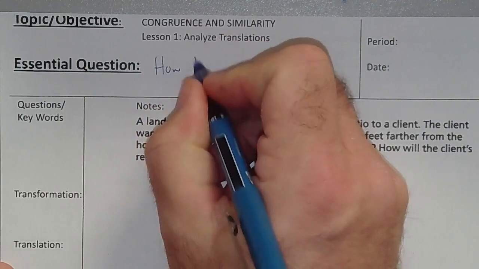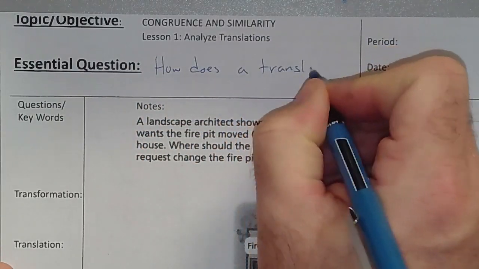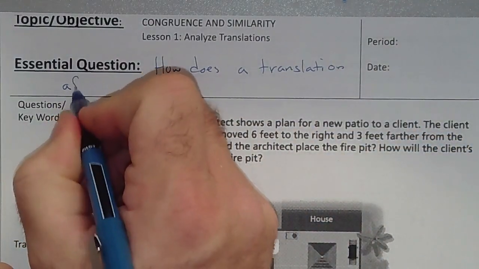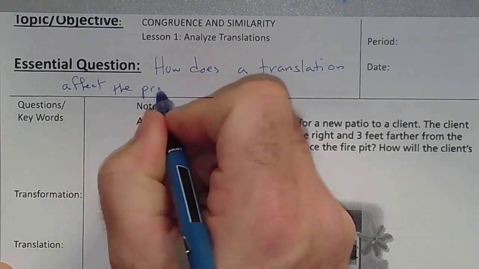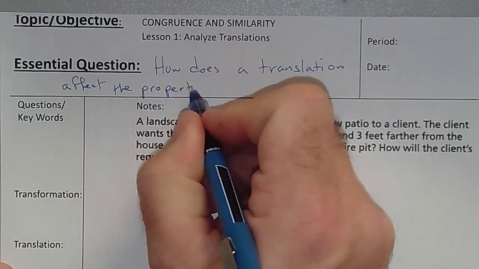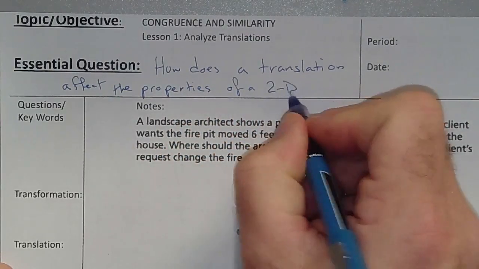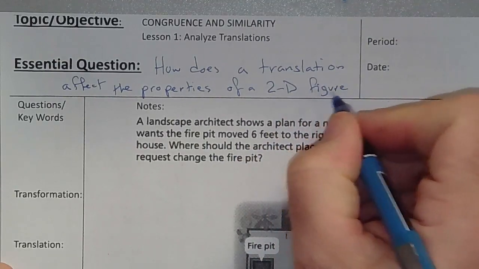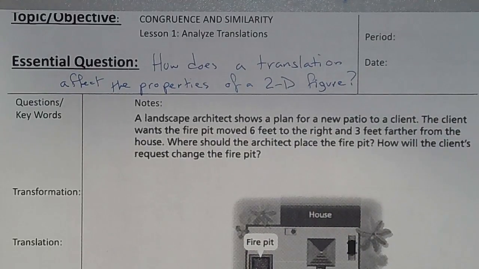How does a translation affect the properties of a two-dimensional figure? So that is a figure without height. Yeah, I guess. It's got a length and a width. It's just a flat thinger. All right, two definitions to start.